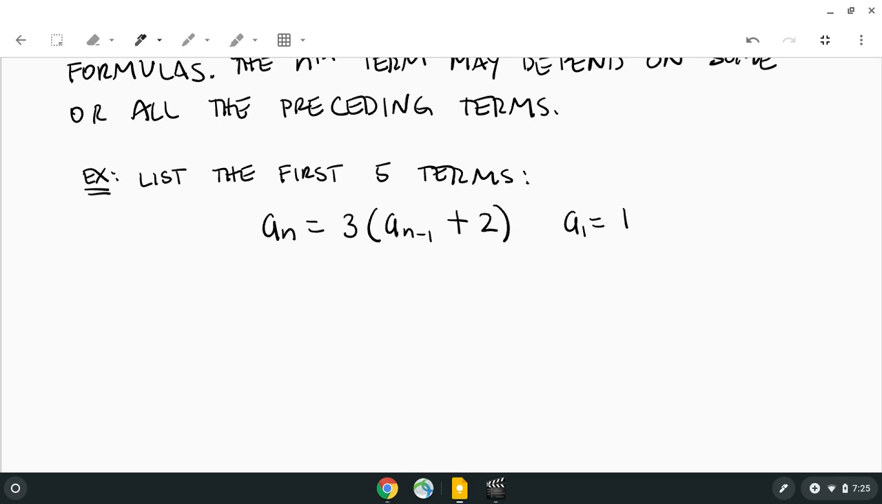Okay, and that's pretty much all you need, and you'll be able to find the first 5 terms. So a1, your first term, is 1.